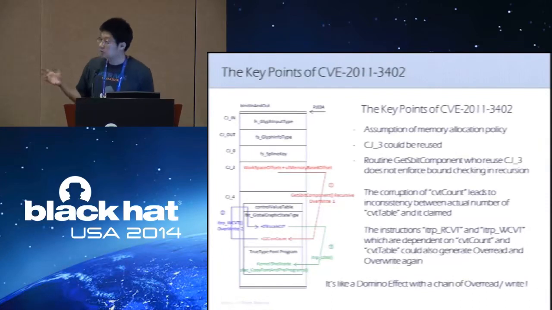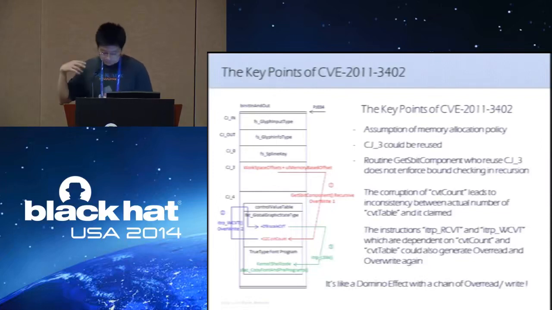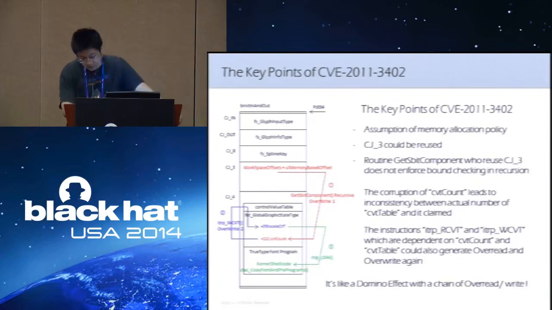Overwrite is actually a logical OR operation. The TOCTTOU developers could directly patch some function pointer and point to user mode tunable shellcode, but they did more. They chose to indirectly corrupt the CVT count, and the corruption of this variable leads to inconsistency between the actual number of members of the CVT table and the claimed number. And then the instructions read CVT table and write CVT table, which depend on the CVT count and table, could also generate another overread and overwrite. It's like a domino effect with a chain of overreads and overwrites.